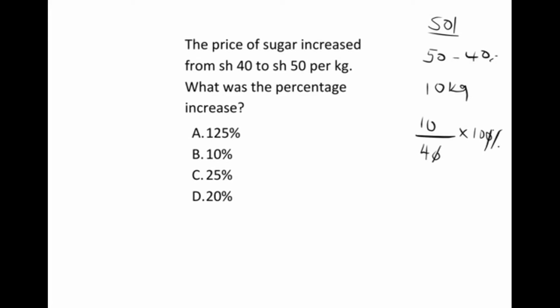This 0 cancels with this 0. Then we multiply 10 times 10. It will give us 100 over 4. Then from there we can simplify further. 4 divided by 4, 1. 100 divided by 4, we get 25. Therefore, the percentage increase is 25%. The correct answer is C, which is 25%.